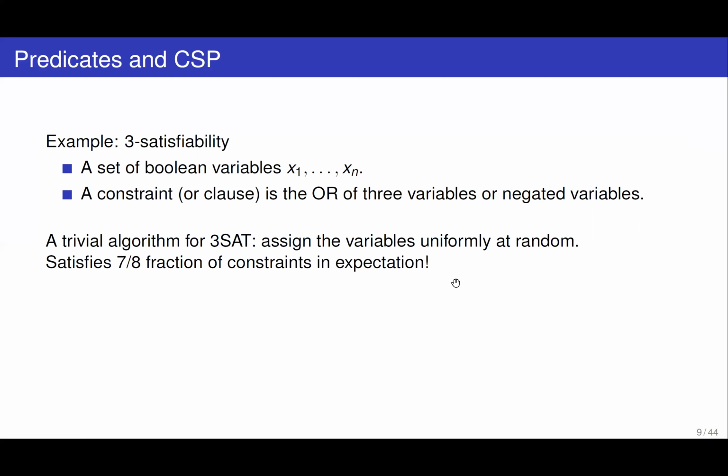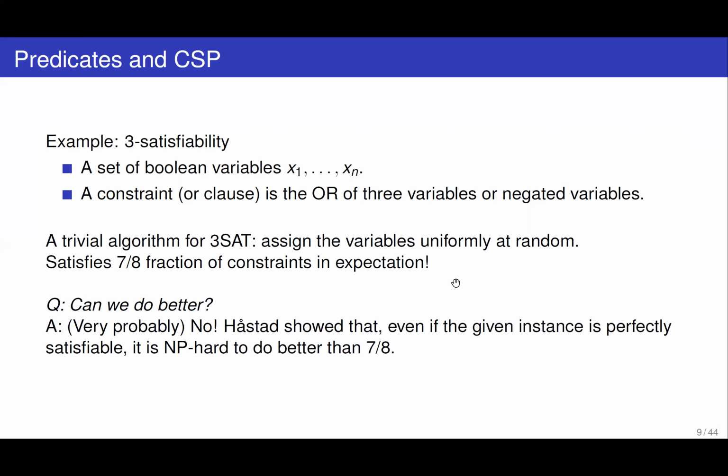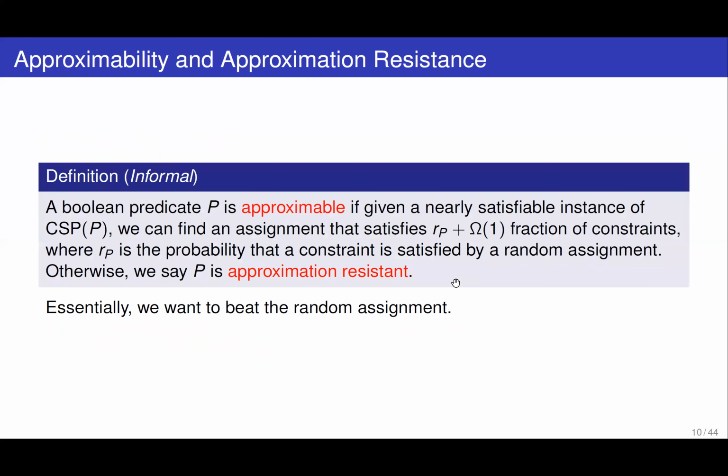A trivial algorithm for 3-SAT is to assign the variables uniformly at random. This algorithm, simple as it is, satisfies a 7/8 fraction of constraints in expectation. And a natural question is, can we do better than this? And the answer is no. Håstad showed that even if the given instance is perfectly satisfiable, it still might be hard to do better than 7/8. This leads us to the notion of approximability and approximation resistance.